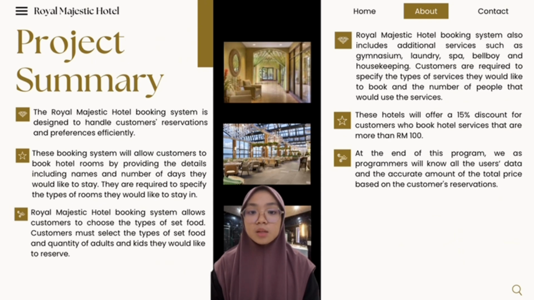Then the Royal Majestic Hotel booking system allows customers to choose the type of set food. Customers are required to choose the type of set food and the quantity of adults and kids they would like to reserve. Other than that, the booking system also includes additional services for customers such as gymnasium, laundry, spa, bellboy and housekeeping. Customers are required to specify the type of service they would like to book and the number of people that will use the service in the hotel's booking system.